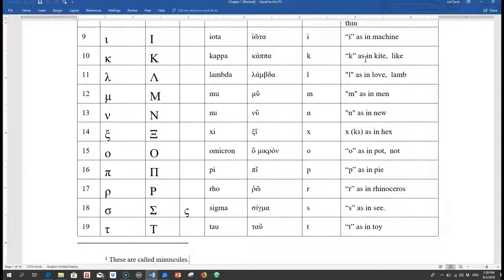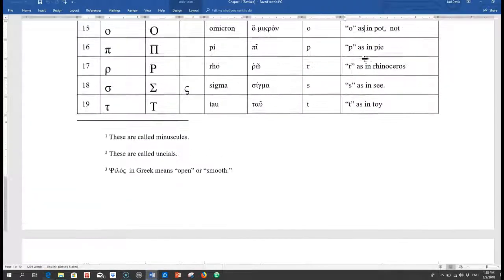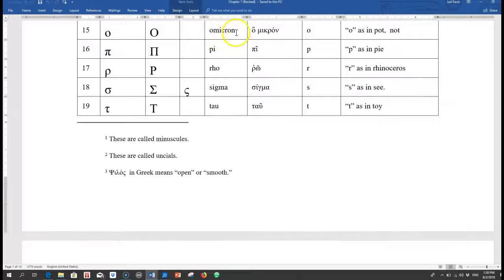Kappa, just a hard K. Lambda, mu, nu, xi. Xi is like a K and an S, or the sound if you undo a high pressure hose. Xi. The X in hex is a nice approximation. Omicron, did you pick up that the name of that is little o? Omicron, like pot. Very close to an alpha in pronunciation, but it's a short O sound.